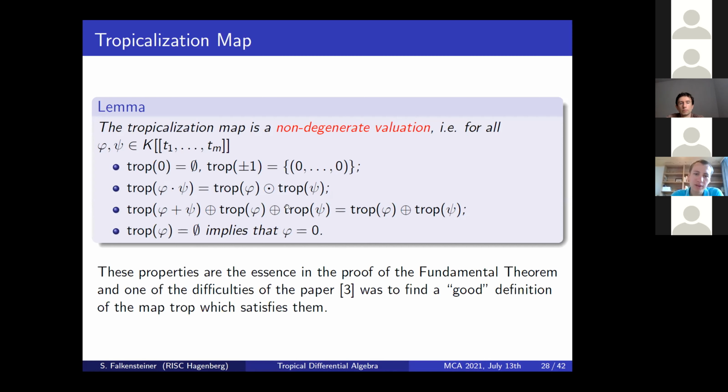And these properties are still good enough to prove a fundamental theorem in this tropical version of partial differential equations. The first big step for proving this fundamental theorem was to find exactly this tropicalization map, which behaves well enough.